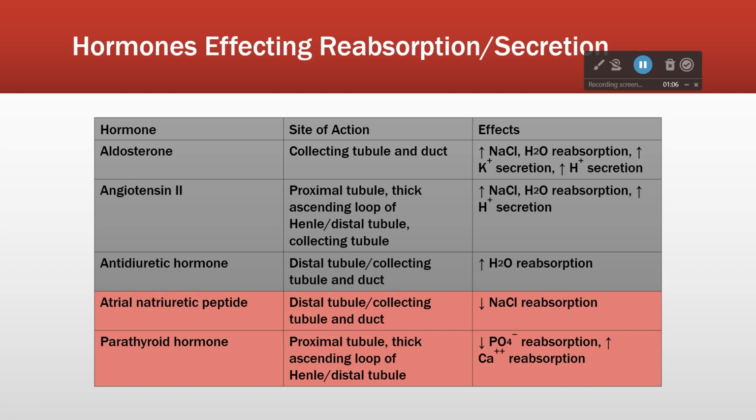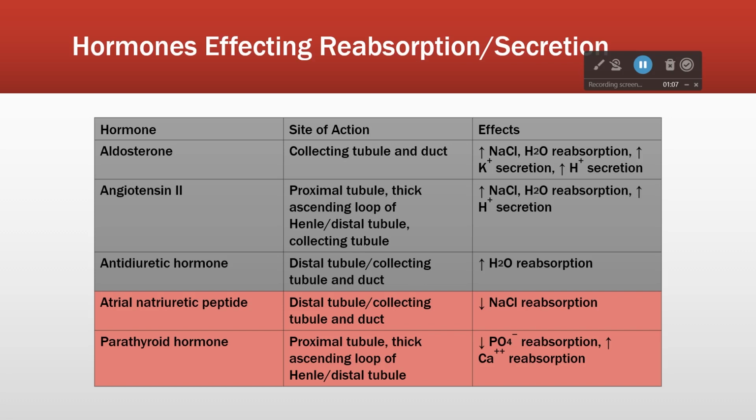Aldosterone does have an effect on hydrogen ion secretion. We're going to talk about that in our acid-base talk, okay? It's an exchange that happens when your potassium is high. Angiotensin II, from the famous renin-angiotensin-aldosterone system, has similar effects: increased sodium chloride and water reabsorption, and increased hydrogen ion secretion.